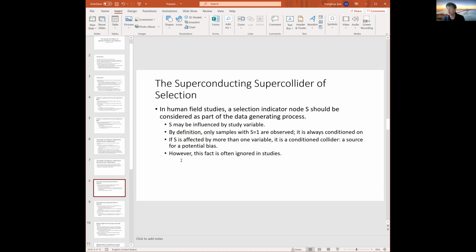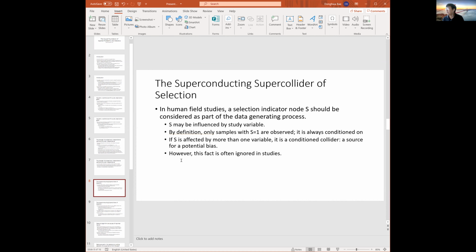The next part says that in human field studies, a selection indicator node S should be considered as a part of the data generating process. The selection node may be influenced by study variables. As we saw before, some characteristics of the voters can influence the node S. And by definition, only samples with S equal 1 are observed. So every causal node is actually always conditioned on S equal 1.